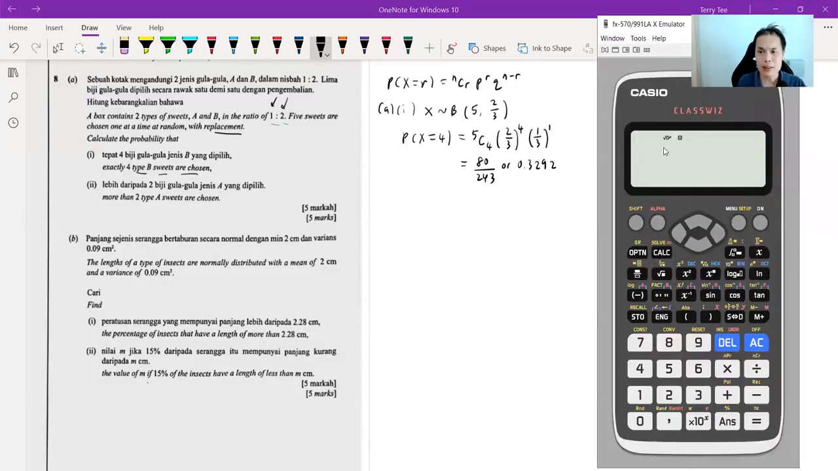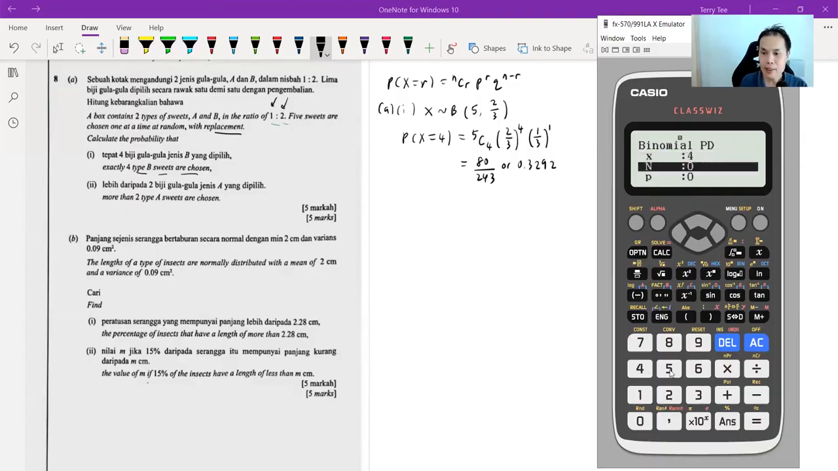Now, for those who have this calculator, the ClassWiz calculator is so much better. You can just key in your n, your x, you get the answer. But first, we type in mode, press 7. This is 7 for distribution. Press 4 for binomial PD. You go to 2 for variable. Your x value is 4.